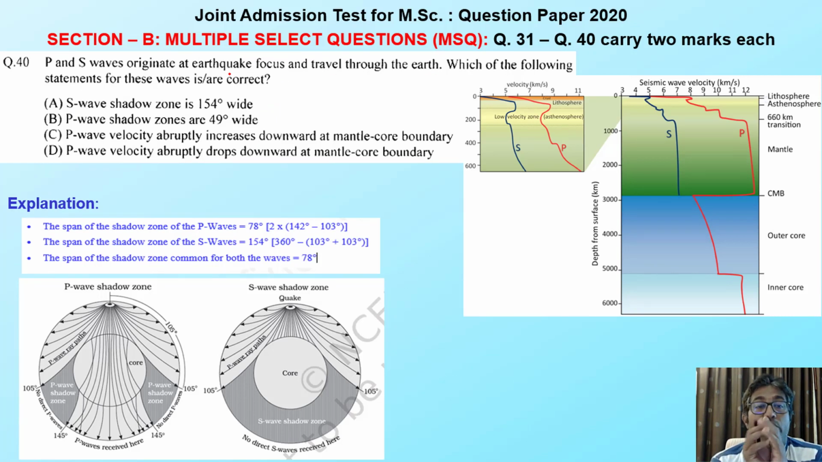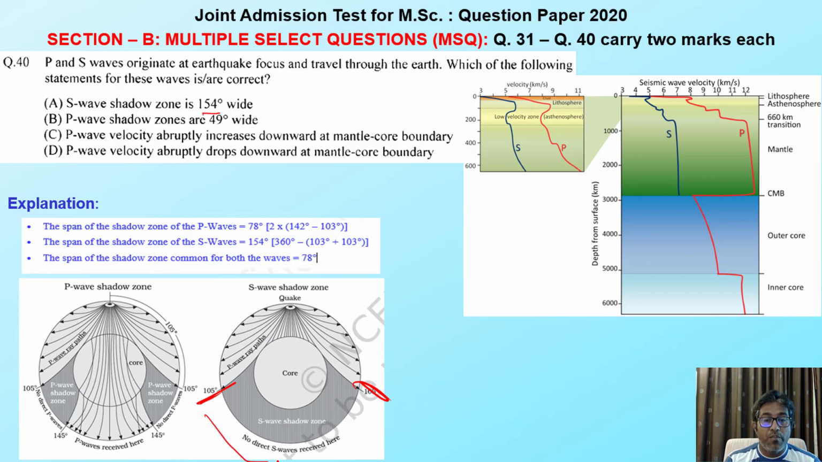It is a very simple question. P and S waves originate at the earthquake focus and travel through the earth. Which of the following statements for these waves is or are correct? Okay, let's see how we can solve this one. Everybody knows about the shadow zone. S wave shadow zone is 150. We have to know the whole extent of the shadow zone, starting from 105 to 105.